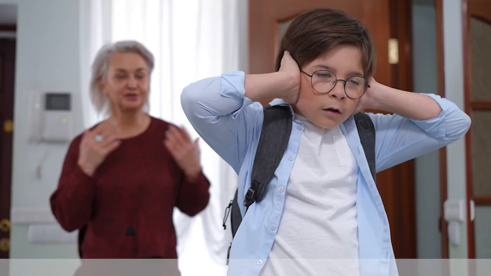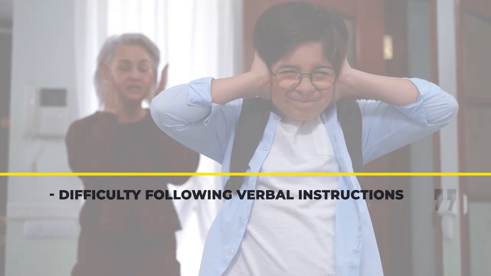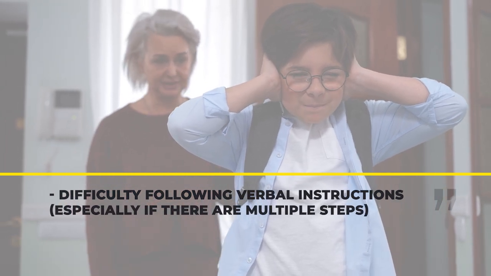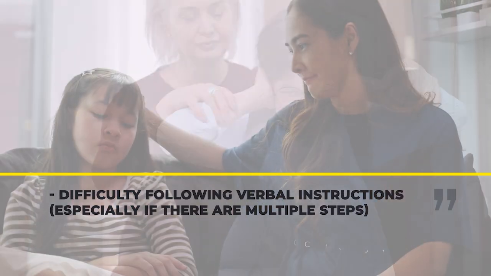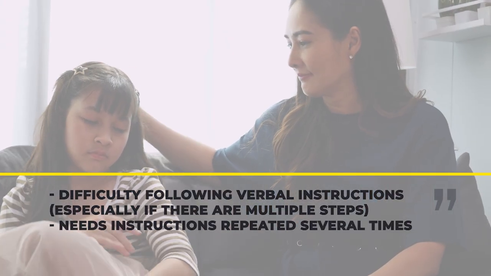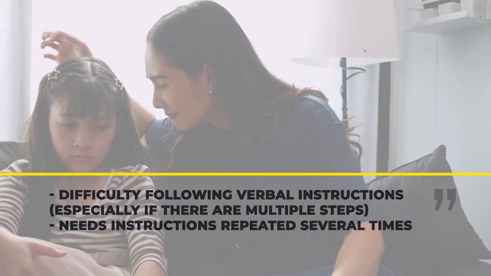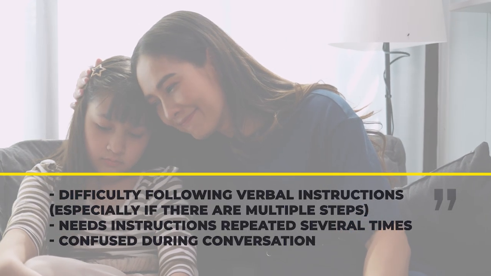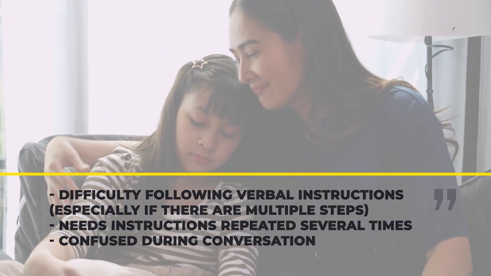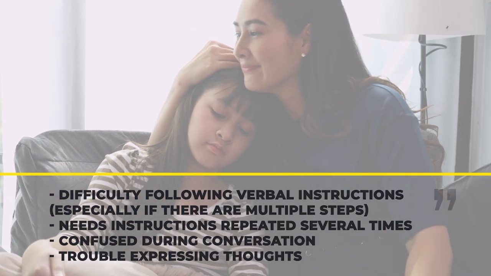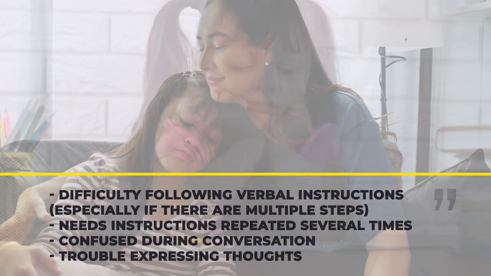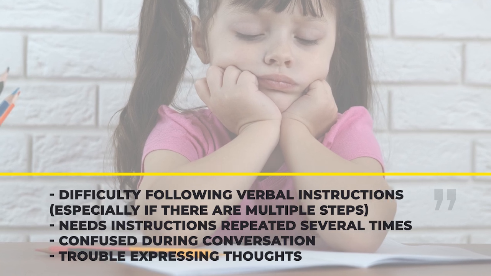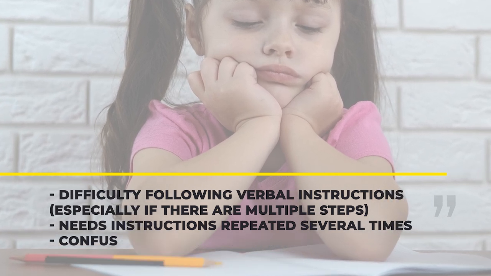And this can show up in various ways. For example, difficulty following verbal instructions quickly and accurately, especially if they have multiple steps. So, if your child needs instructions repeated several times, or they seem confused during conversation, they may have a language processing problem. Or if your child has trouble expressing their thoughts, both verbally in how they say their thoughts or in writing, they may also have a language processing problem.